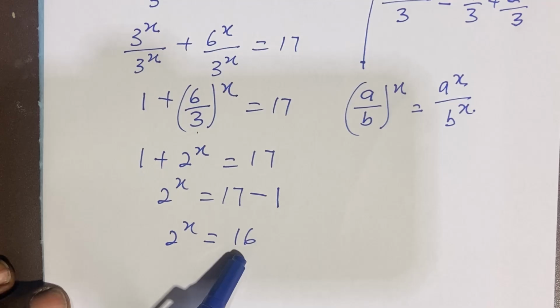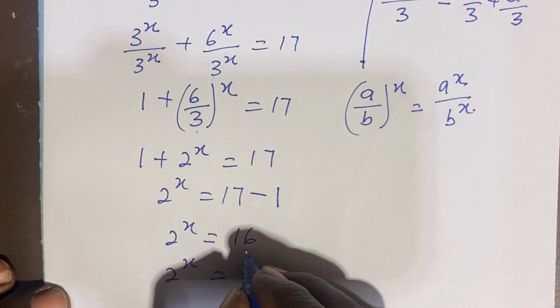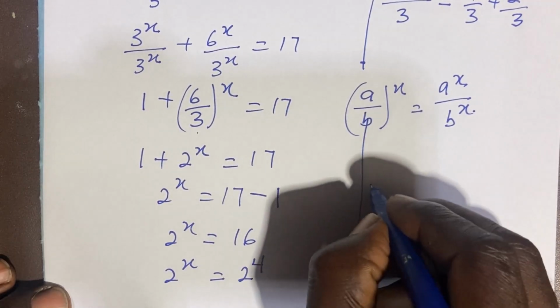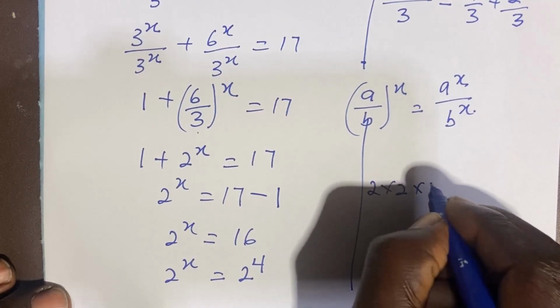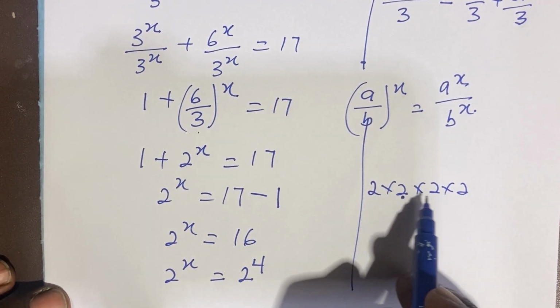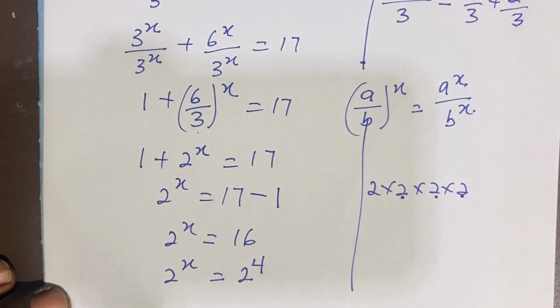16 can be simplified further or can be written as a number in index form. I have 2^x is equal to 16, which is the same as 2 raised to the power 4, which implies 2 times 2 times 2 times 2. 2 times 2 gives us 4. 4 times 2 gives us 8. 8 times 2 gives us 16. So that's what we have done here.